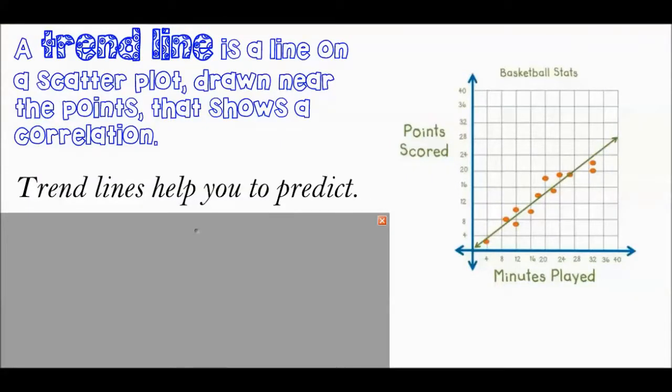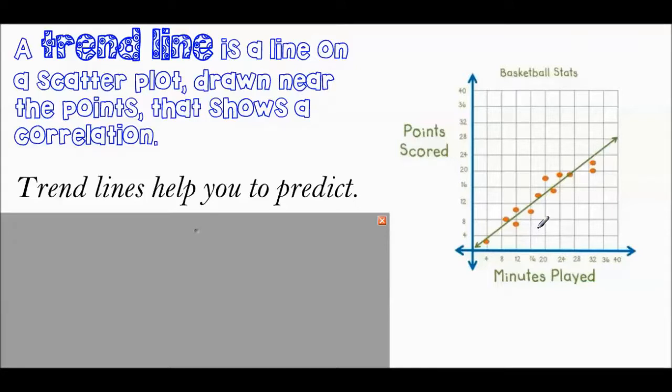Now for the line part of it. A trend line is a line on a scatter plot, drawn near the points, that shows the correlation. It's not extremely technical how you draw it. Basically, you take that scatter plot and you put a line in there where you have about the same number of dots above it as you do below it. You'll use a straight edge.